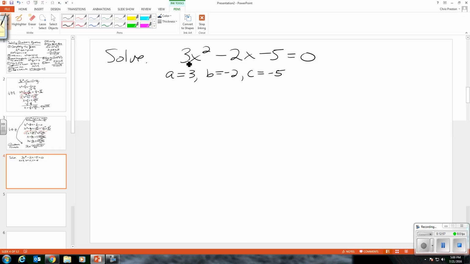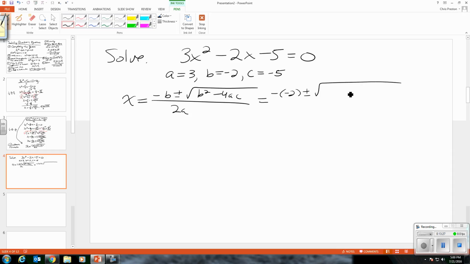Again, A is the number in front of the x squared term, B is the number in front of the x term, and then C is the constant. It's not necessarily who's first, though it should be if they're put in the correct order of terms, but A goes with x squared, B goes with x, C is a constant. So I'm going to go to my formula. Negative B plus or minus the square root of B squared minus 4AC all over 2A. And I'm going to start filling in my stuff. Negative 2, plus or minus the square root of negative 2 squared minus 4 times 3 times negative 5, all over 2 times 3.